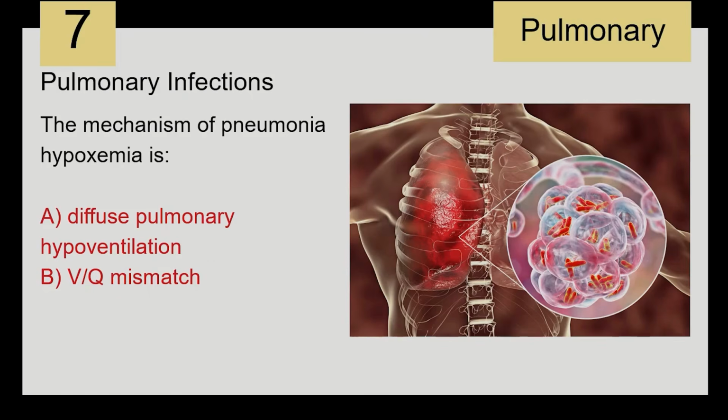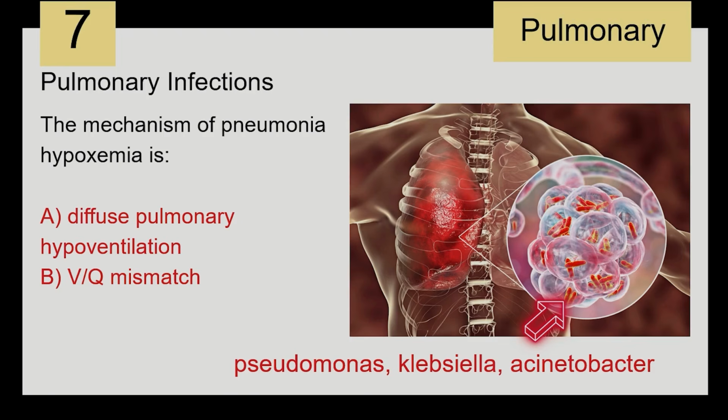All right, question 7, the mechanism of pneumonia hypoxia is... Here we see the pneumonia, an infection of the lungs by this gram-negative rod over here. Well, which gram-negative rod is going to cause pneumonia? It could be Pseudomonas, Klebsiella, and Acinetobacter. These are gram-negative rods that could cause pneumonia, but not relevant to our question over here.